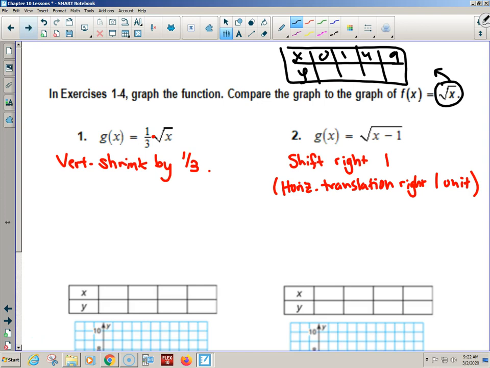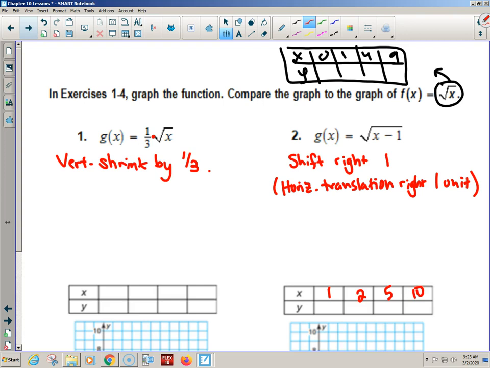So what am I going to do if I need to shift everybody to the right one? What's my first one going to be? 0. No, shift to the right one. Add 1. Does that make sense? Add 1. What's the next one going to be? If I'm shifting to the right one, I'm adding 1 to my x's. So 1, 2, 5, 10. Add 1, add 1, add 1. Got it. Those will give you the perfect numbers that you can graph.